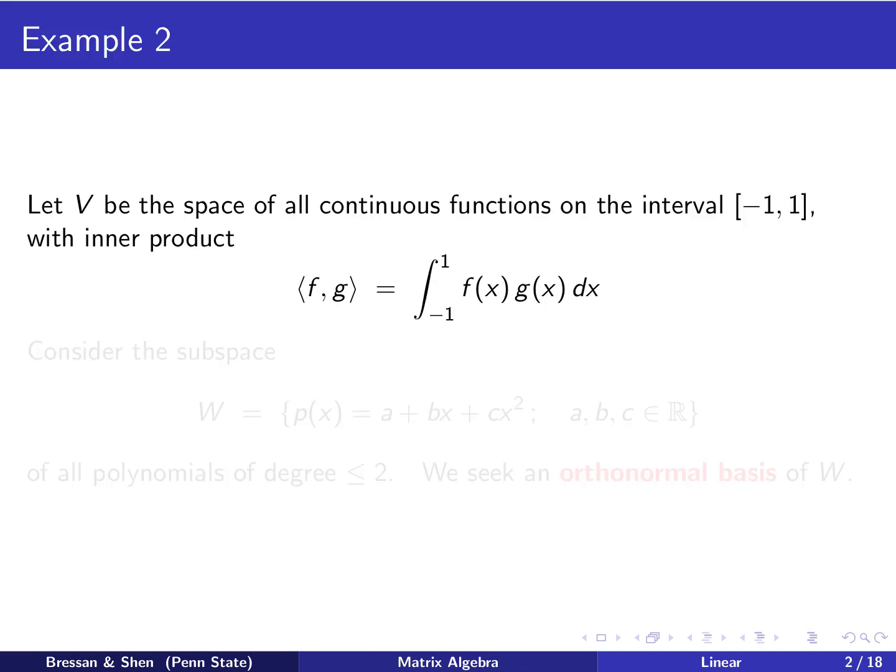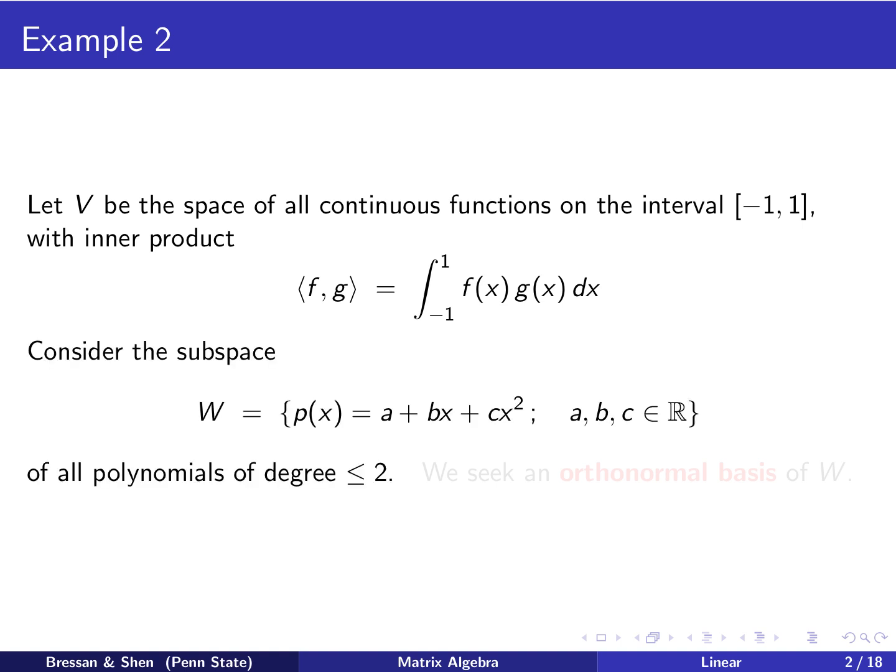We now give an example where the vector space is of continuous functions. So let V now be the space of all continuous functions defined on the interval from -1 to 1 and associated with the inner product. So the inner product between f and g, with this notation here, would be the integral from -1 to 1 of f(x) times g(x) dx.